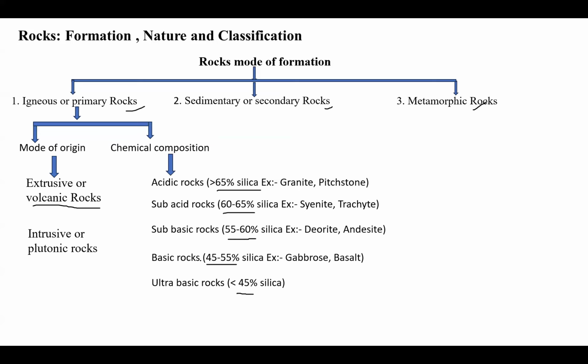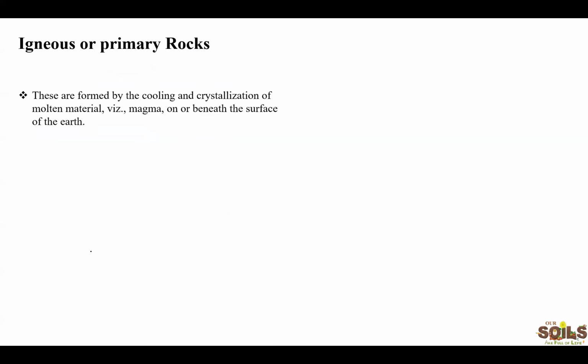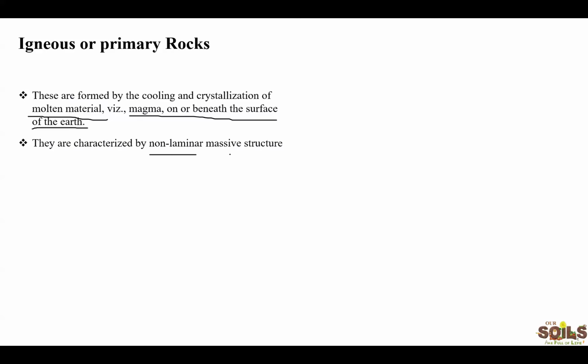Now let us see one by one. We are going to deal with these types of rocks. So let us see igneous rocks, or primary rocks. They are formed by the cooling and crystallization of molten material, magma or volcanic lava, on or beneath the surface. These materials might form on the earth's surface or beneath the earth's crust. They are characterized by a non-laminar, massive structure, and these igneous rocks make up about 95% of the earth's crust.